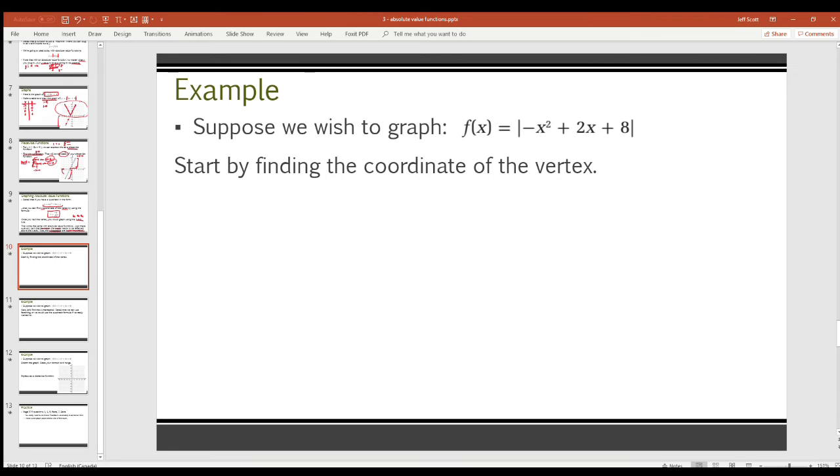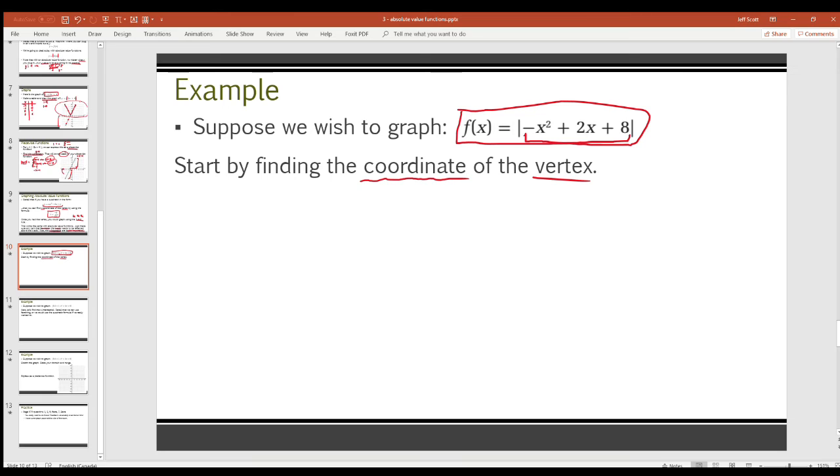If we wanted to graph the absolute value of negative x squared plus 2x plus 8, we would have a lot of work that we would have to do first. Personally, I start by finding the vertex. Now, we want the whole coordinate. We don't want just the x value, we want the y value as well. And remember, this should be the y value just of the original quadratic inside of here.